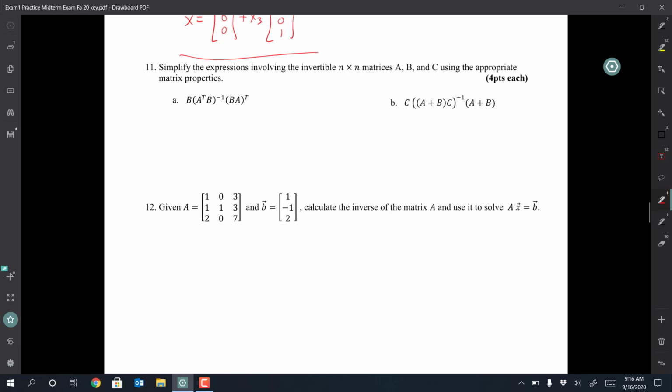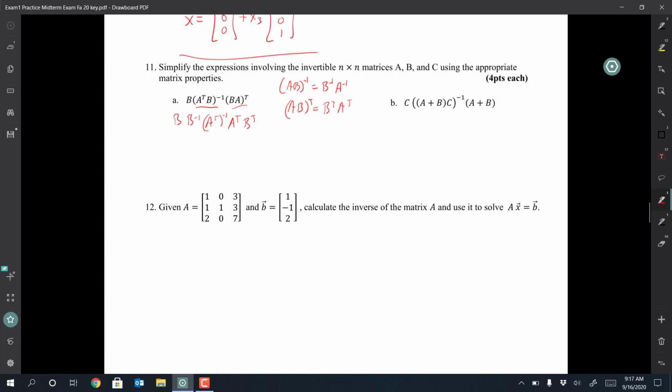So I'm going to use a couple properties that I know. If I have AB inverse, the property says that the inverse of a product is the product of the inverses, but in the reverse order. So that means I can simplify this expression to be B inverse and then A transpose inverse. Another property says that the transpose of a product is the product of the transposes, also in reverse order. That means I can simplify this last expression to be A transpose B transpose. So that's my first layer of simplification.